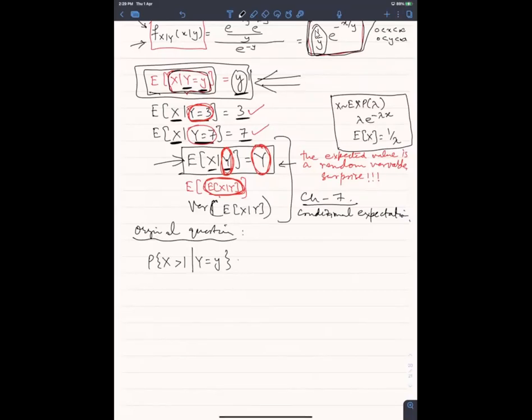So one easy way to find this out is to integrate that joint density function, x going from 1 to infinity, f of x given y, dx or dy? Dx or dy? Answers in the chat window.